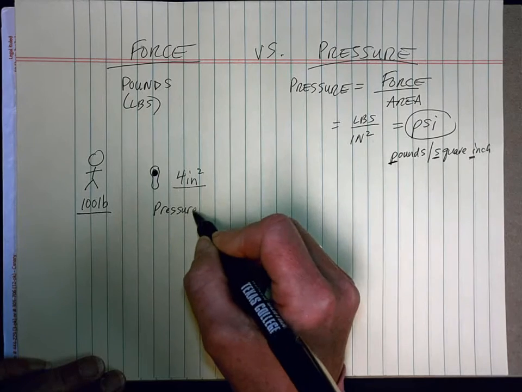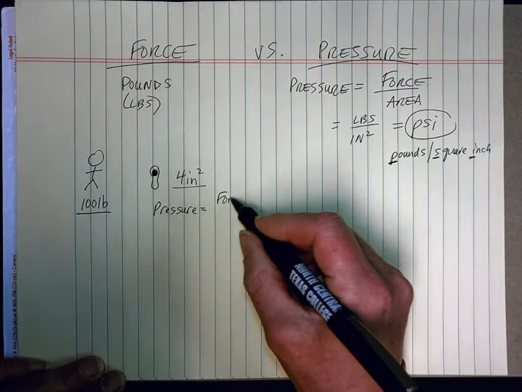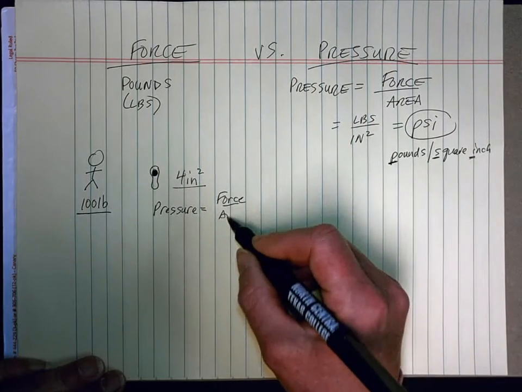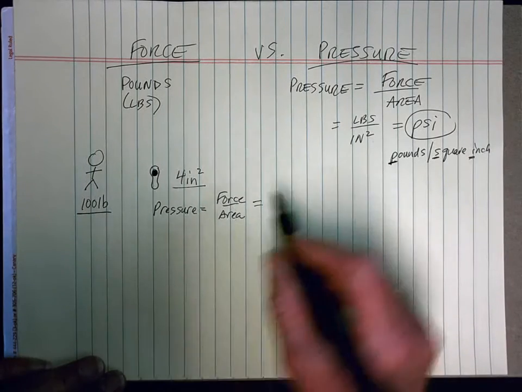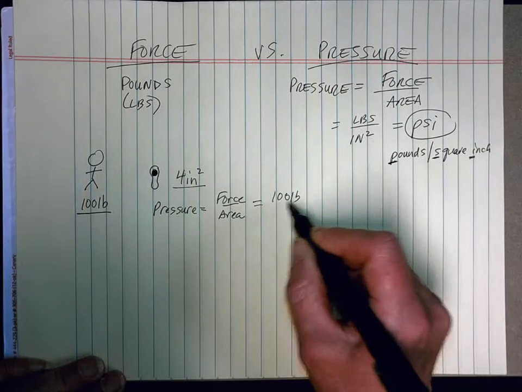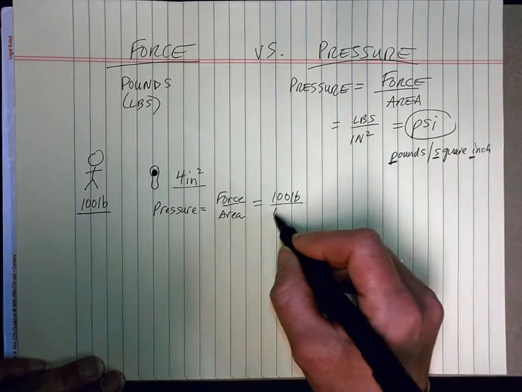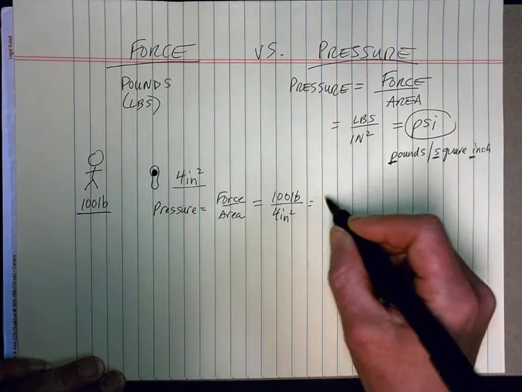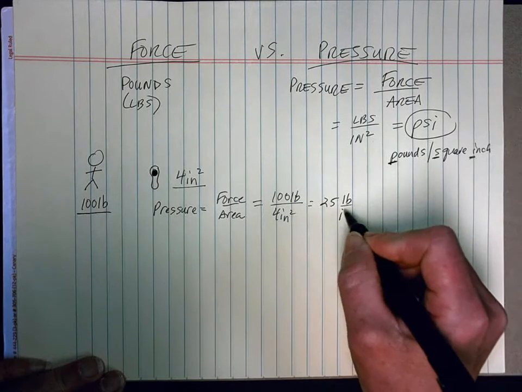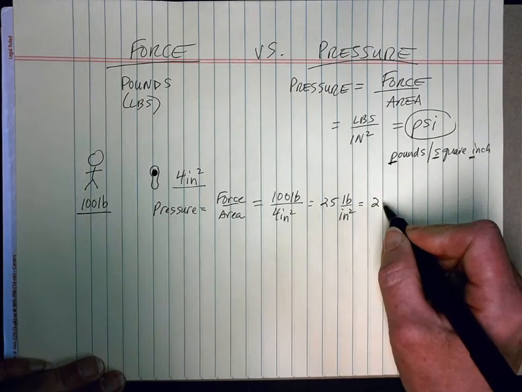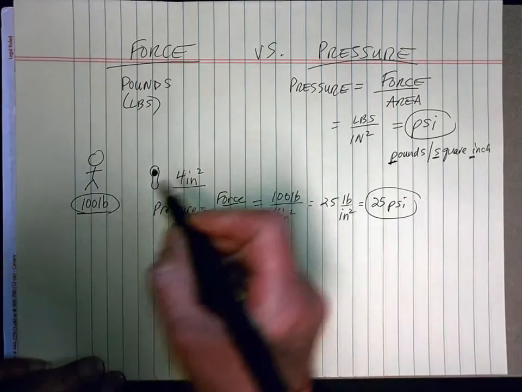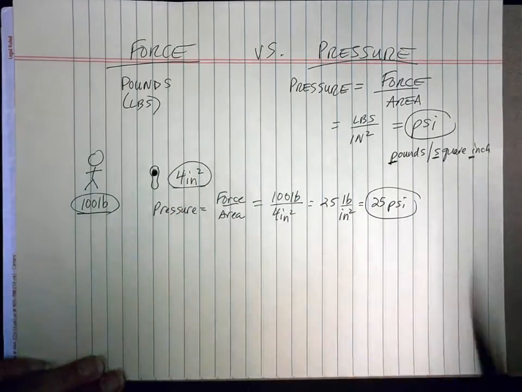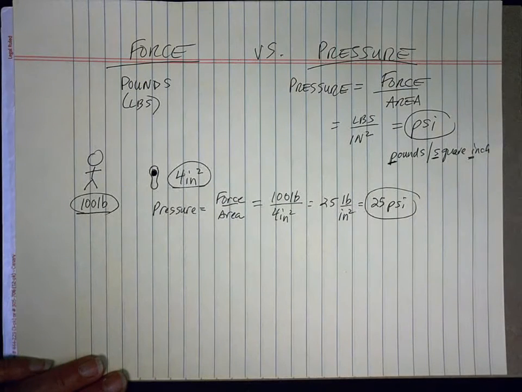To calculate the pressure of 100 pounds over a 4-inch square area, you just write down the definition of pressure. Pressure is force per area. And you just plug in the numbers. The force is 100 pounds. The area is 4 inches squared. If you do the math on that, it's 25 pounds per inch squared, which can also be written 25 psi. It's 100 pounds applied over 4 inches squared. It's 25 pounds per square inch.